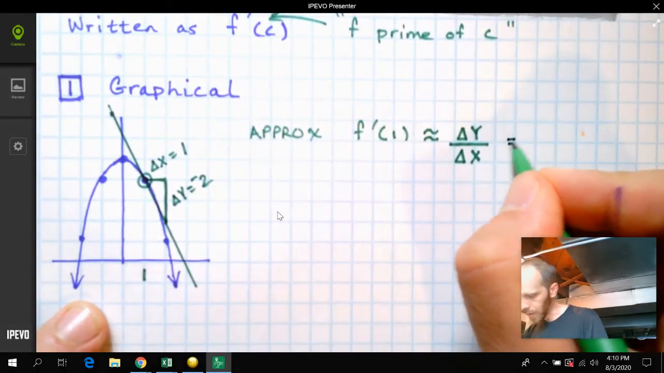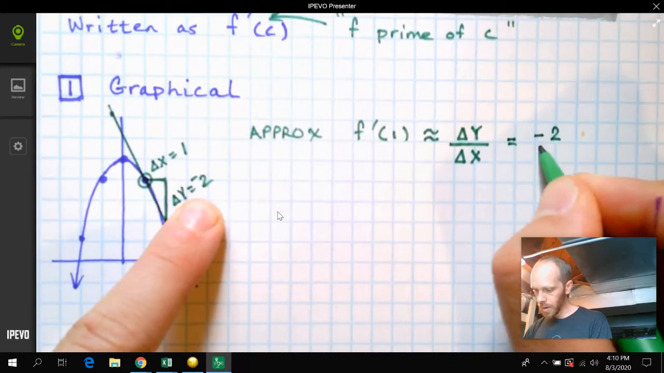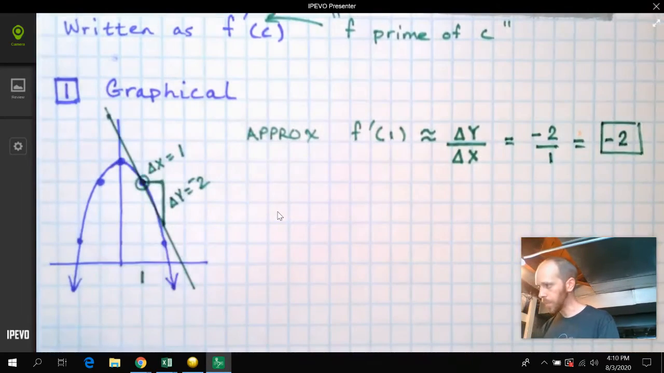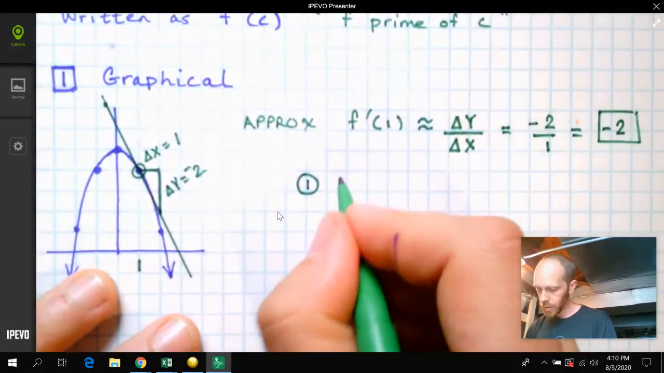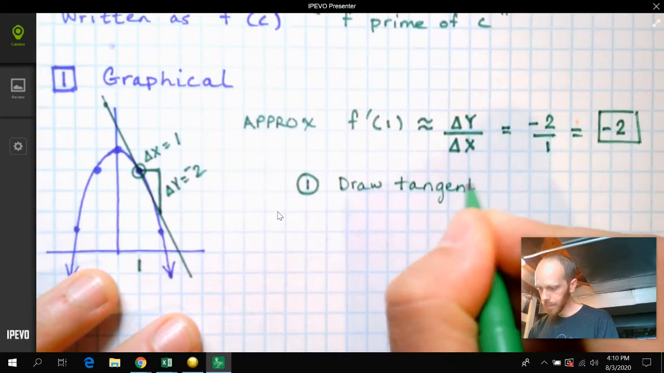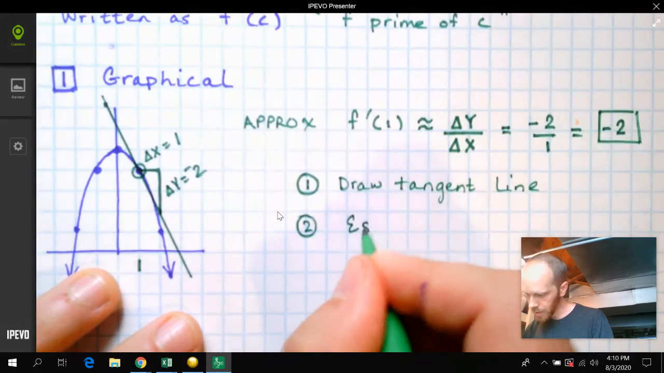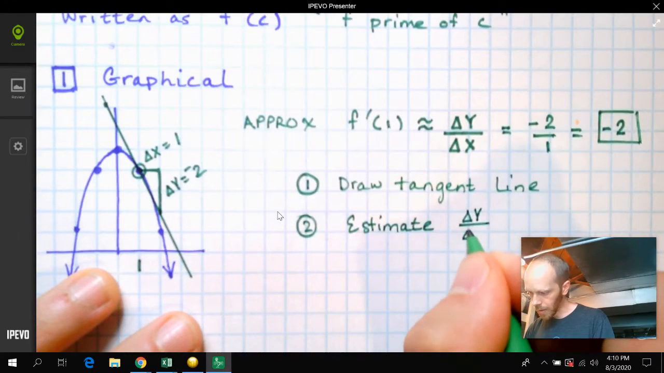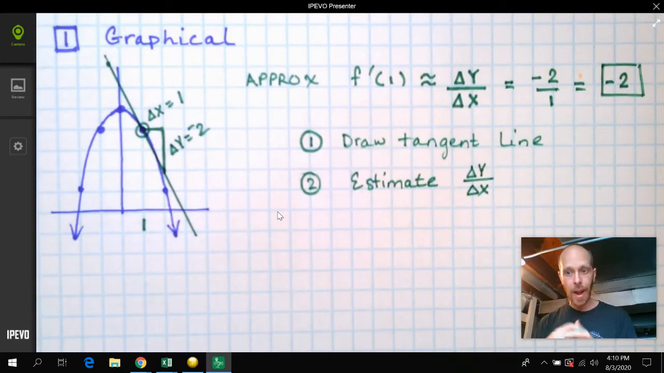And so my estimate of the derivative at 1 is going to be our change in y is negative 2. Our change in x is 1. That gives me negative 2. All right. If I want to write down the steps here, I think we would say step 1 is draw a tangent line. And step 2 is to estimate the change in the y value for a given change in the x value. So that's the graphical method.